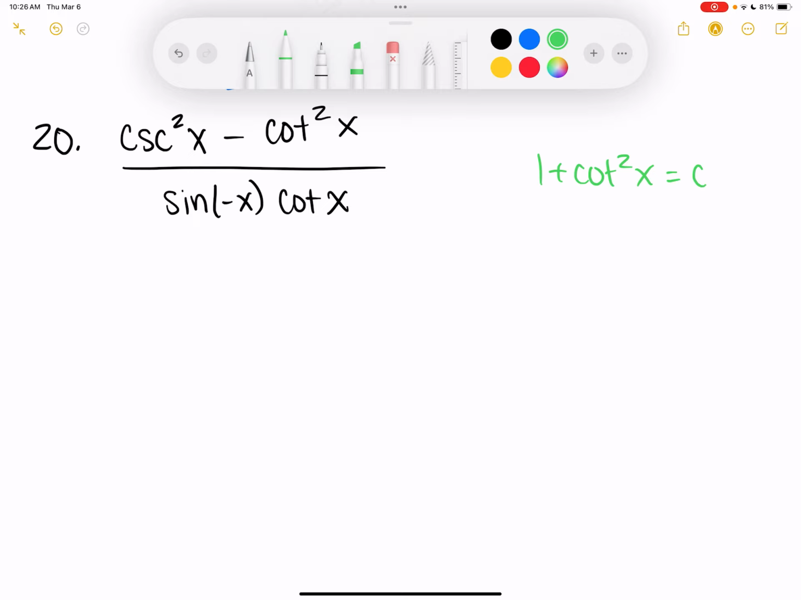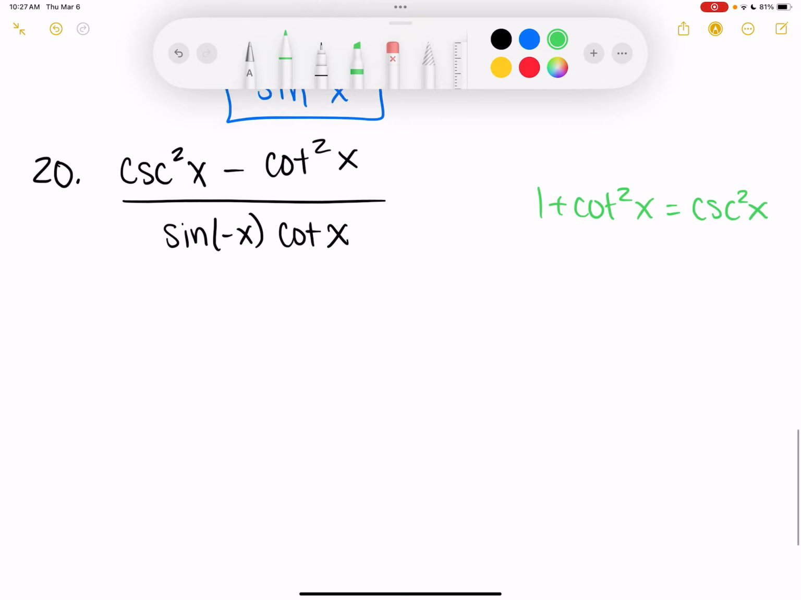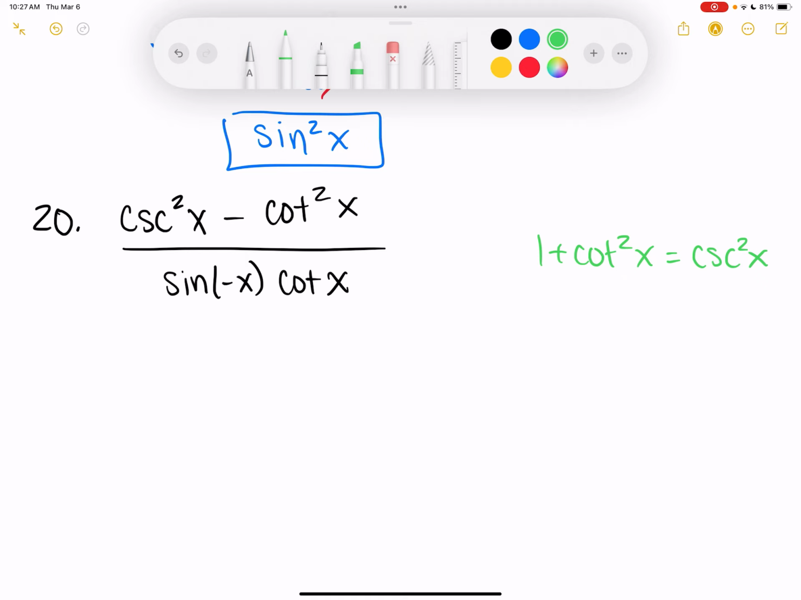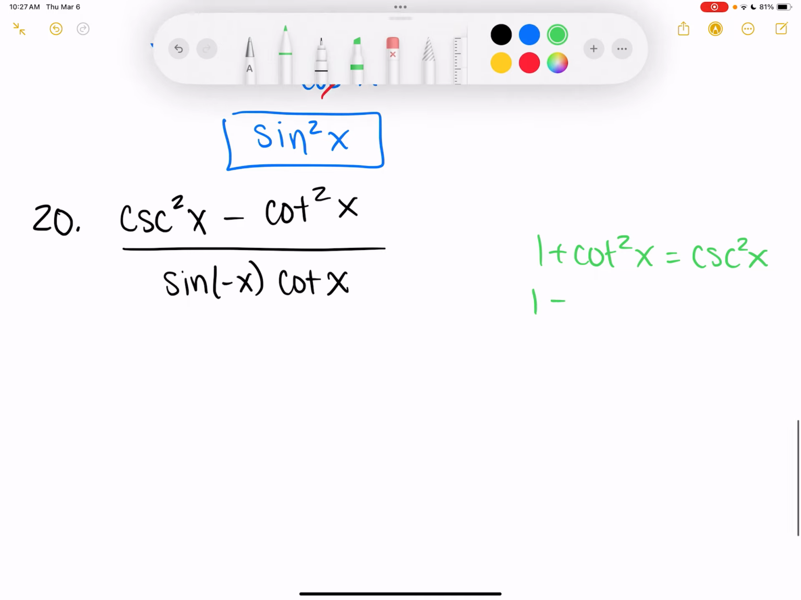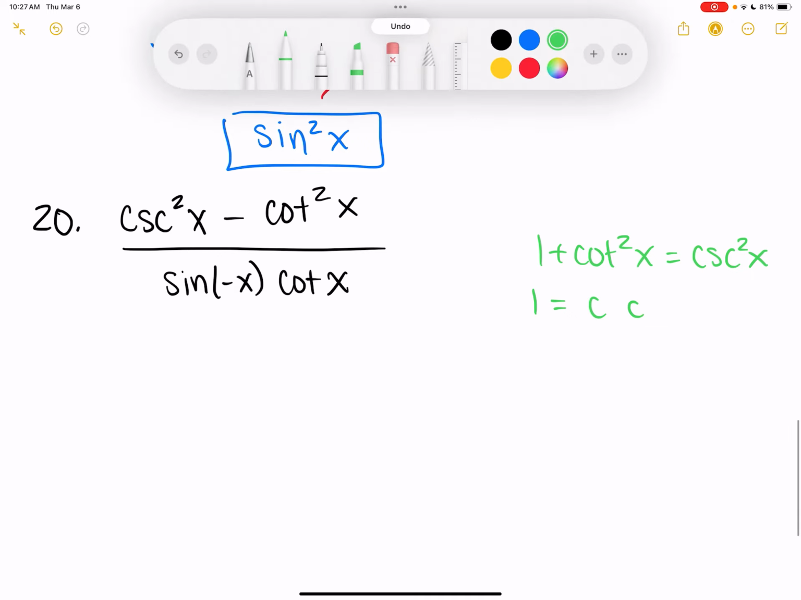All right, so I see cosecant squared minus cotangent squared. Over here, I have 1 plus cotangent squared equals cosecant squared. So perhaps I subtract this off, and I would get 1 equals cosecant squared minus cotangent squared of x. So now, what is the top of this equal to? One. So sometimes we have to manipulate.